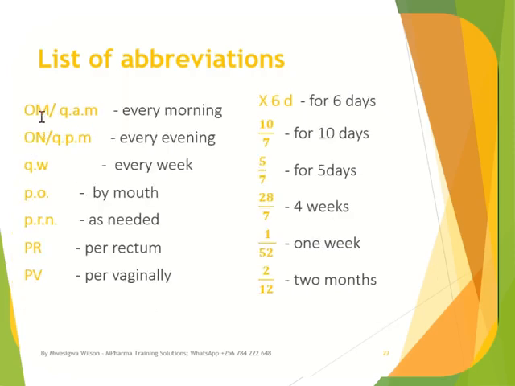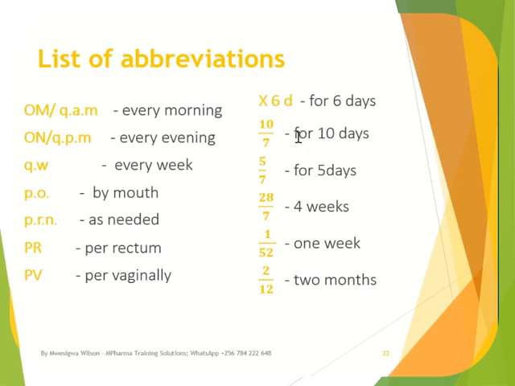OM, every morning; QAM, QPM; PO, by mouth; PRN, as needed. You see this prescription especially for the inhalers for asthma. PV, per vaginally; PR, per rectum. These ones are routes of drug administration, as you saw earlier on.